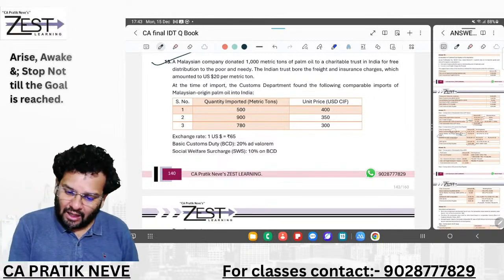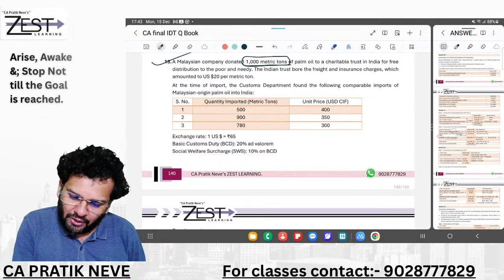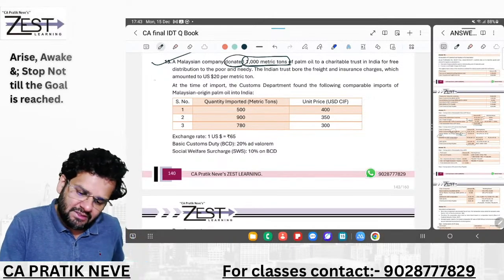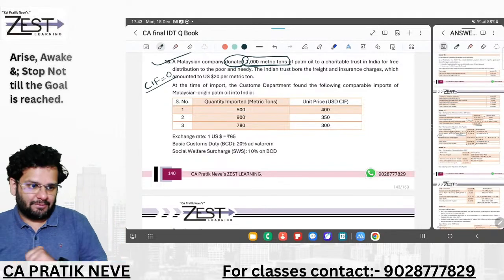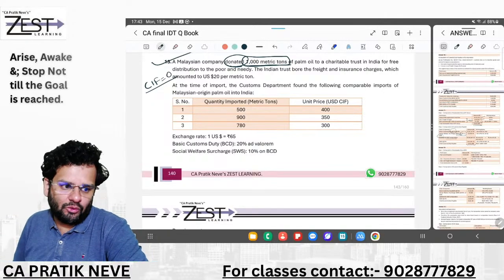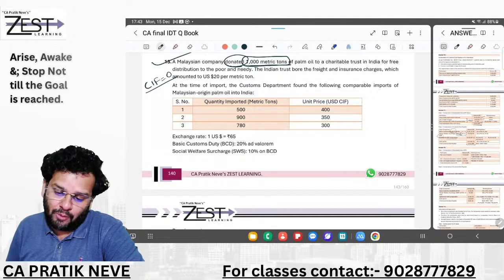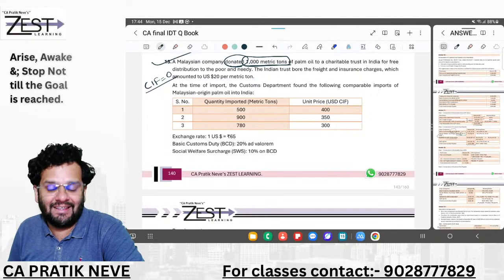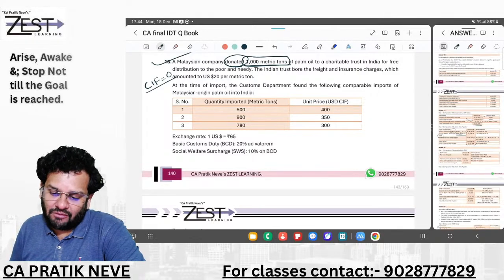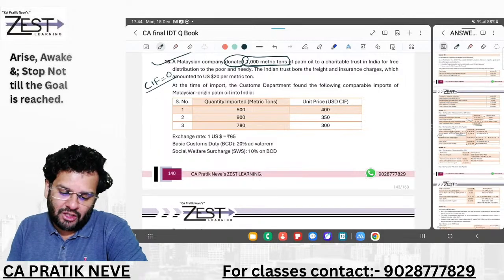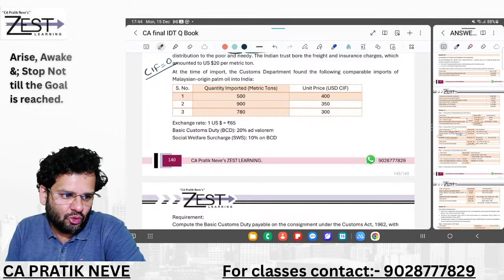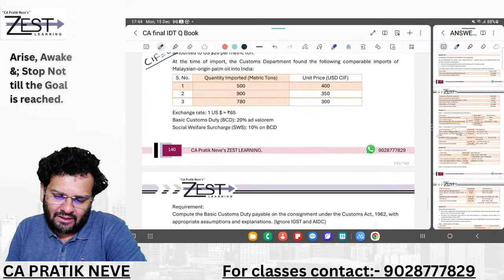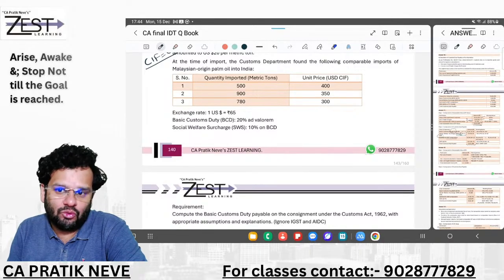Malaysian company donated 1000 metric tons. Important point is donated. Donated means there is no CIF value actually. There is a free consignment. So Malaysian company donated 1000 metric tons of palm oil to a charitable trust in India for free distribution to poor and needy. The Indian trust bore the freight and insurance charges, which amounted to $20 per metric ton. So there is a nominal price for that. There is no assessable value at the time of import.